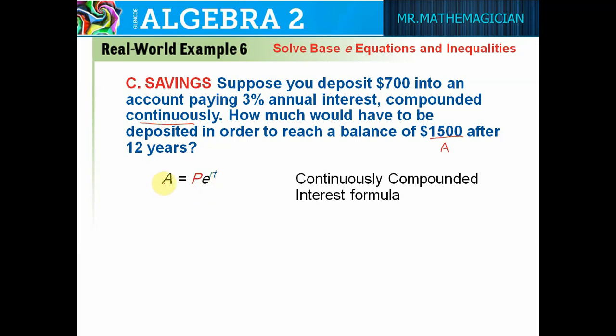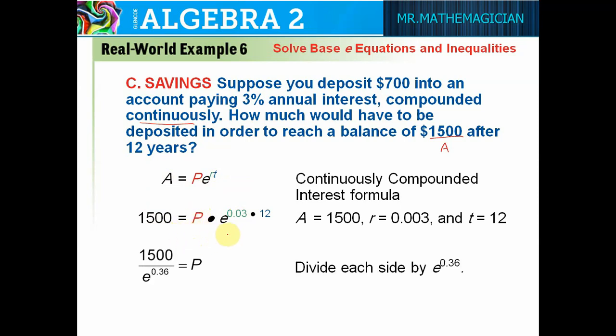So we begin by the same rule, A equals P e to the power of RT, and in the place of A we will substitute 1,500 equals P times e to the power of 0.03 multiplied by 12. This is the unknown, the original amount deposited. So we can divide both sides by e to the power of 0.36, because we know that 0.03 multiplied by 12 will give you 0.36, so that we can get P alone.